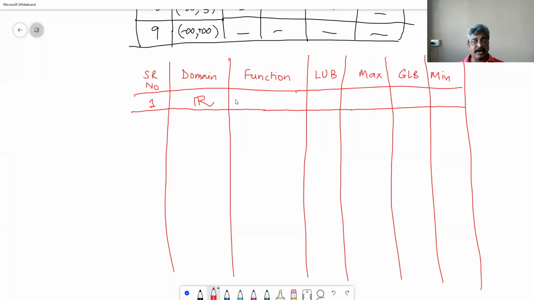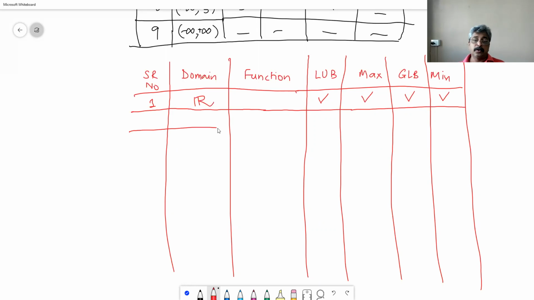Y is equal to x. Y is equal to x squared. Something like that. Using standard functions that you know, such that the function that you will report here, whose domain is R, will have LUB, maximum, GLB, minimum.